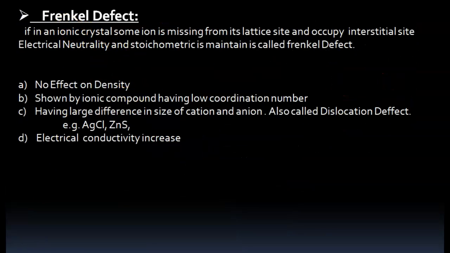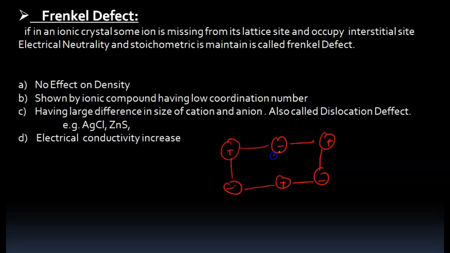Next is Frenkel defect. If in an ionic crystal some ion is missing from its lattice site and occupies an interstitial site, and electrical neutrality and stoichiometry are maintained, it is called Frenkel defect. For example, we have a crystal: positive, negative, positive, negative, positive, and negative ions, and one ion is vacant from here and transferred to an interstitial site, so it is called Frenkel defect.